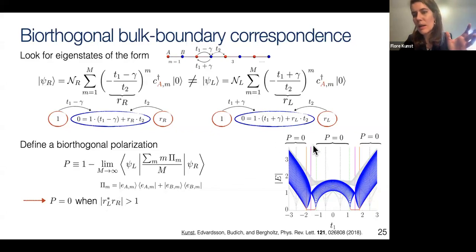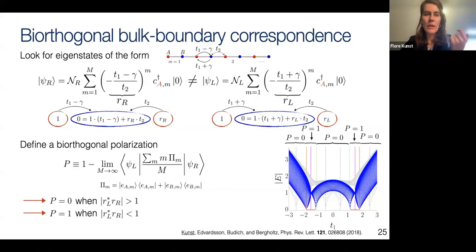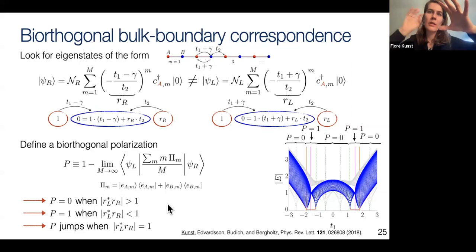And this corresponds exactly to the regions here where I do not have a zero energy state. If R_L R_R is smaller than 1, P is 1, and I have zero energy boundary states. And P jumps when R_L R_R is 1. This intuition is very similar to the Hermitian case, where I said you need to look at whether this ratio T1 over T2, which would translate to one of these R's, is smaller or larger than 1. Here, the combination of right and left actually gives you the correct information.